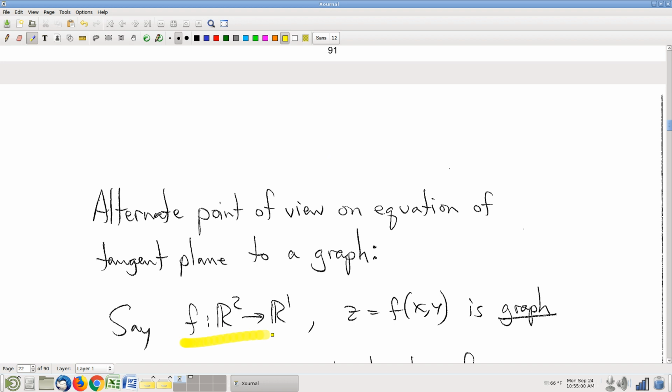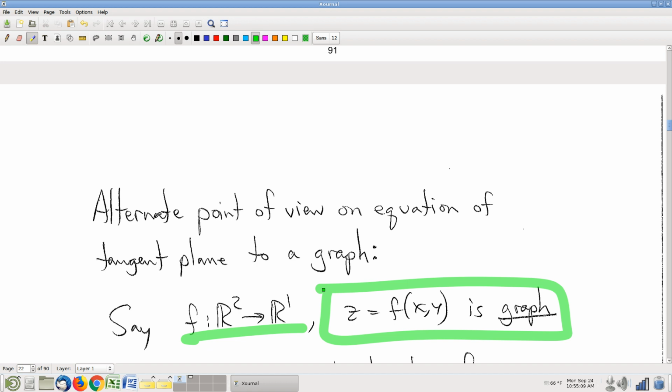So here's a function from R2 to R1. That's what the graph looks like. There's what the graph is. Don't forget, the word graph means z equals a new variable, right? That means you're taking the function that you're trying to draw a graph of, you're setting its output value equal to a new variable. It's this very specific construction.